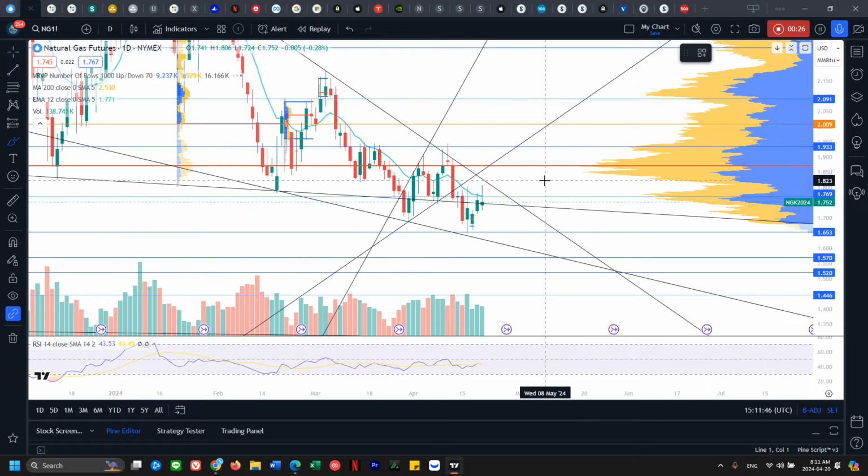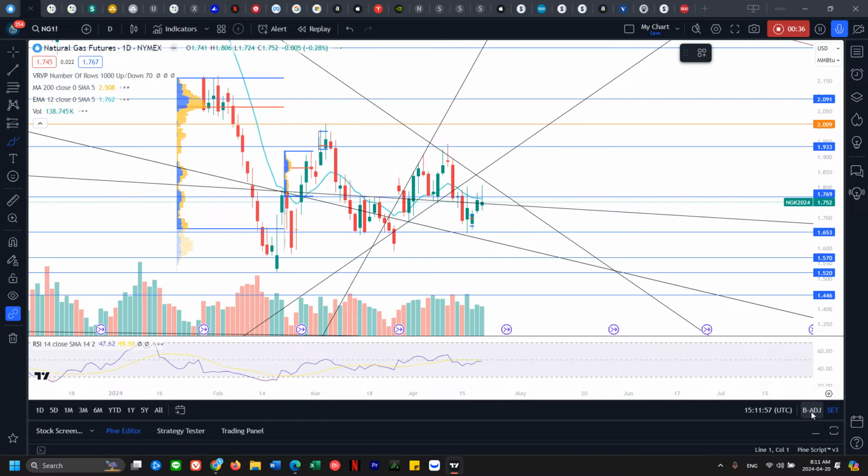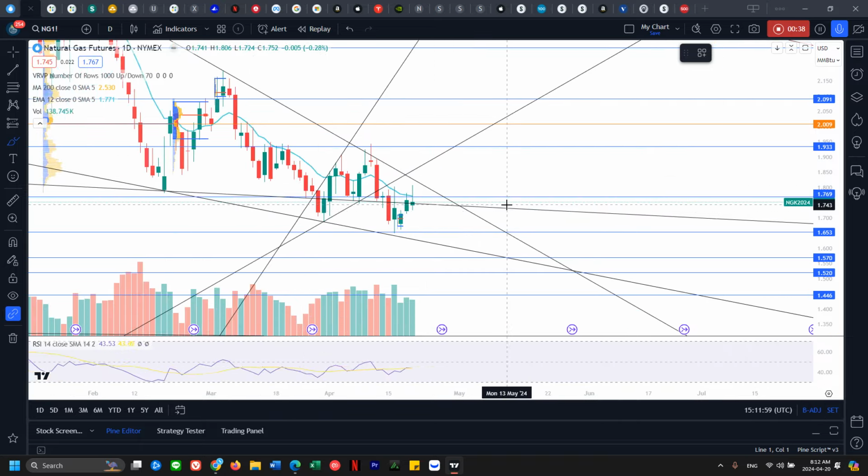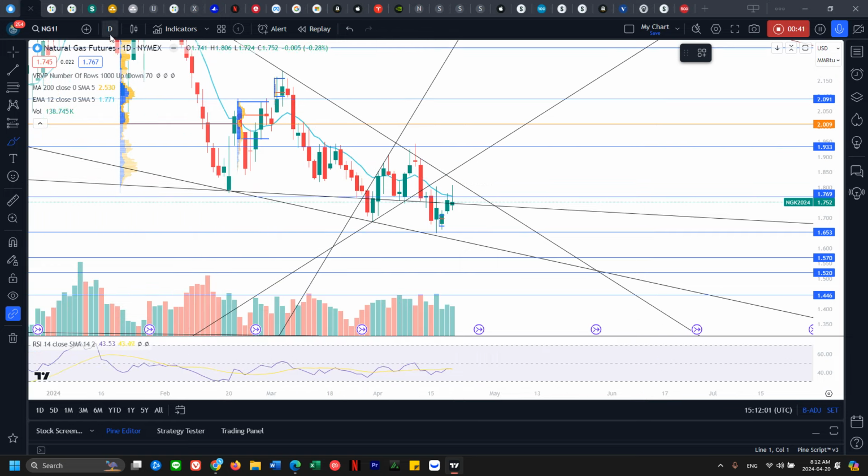All right, let's get started. So we're looking at natural gas futures, which dictates the price action on UNG. And we're looking at the unadjusted chart, which unadjusts the gaps of the contracts. And we're looking on the daily time frame.